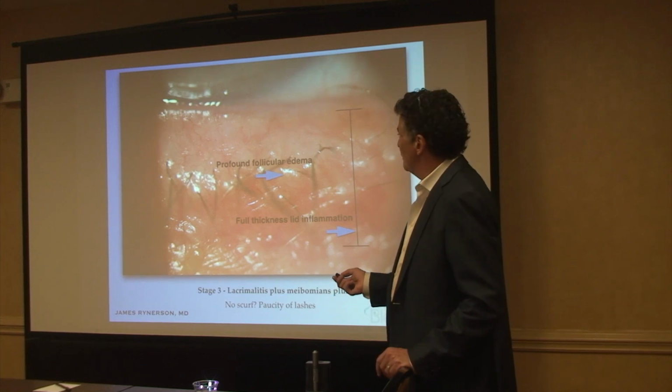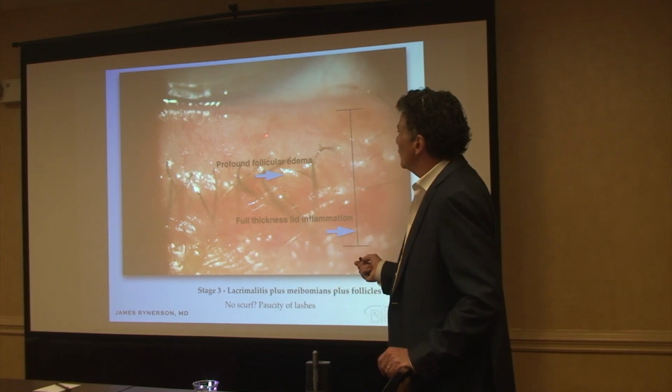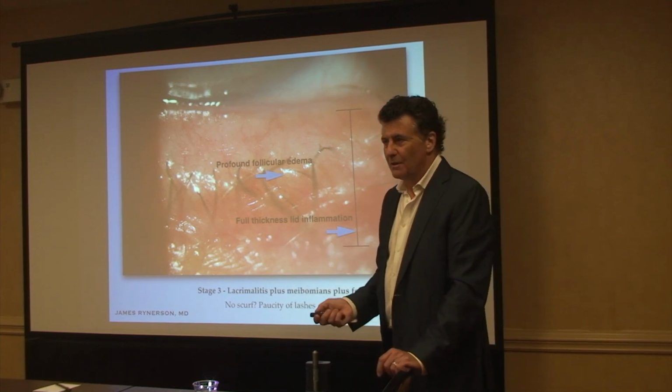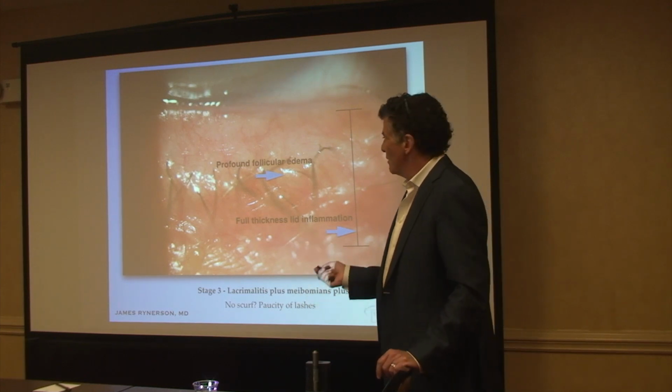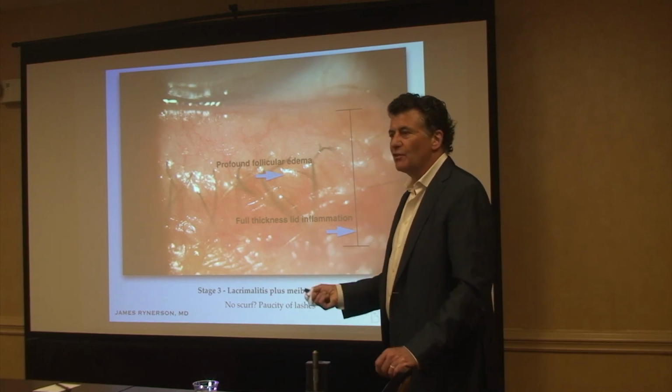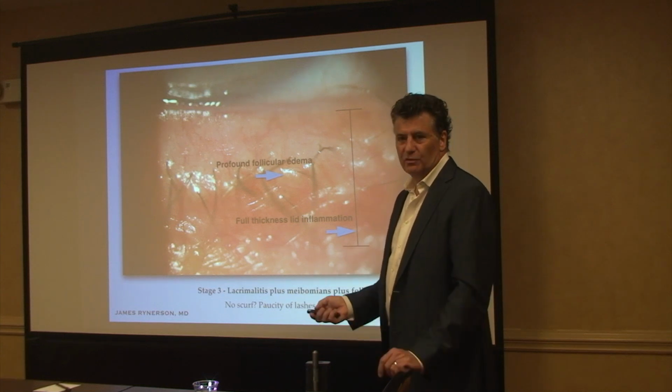Lacrimalitis. Do we see stage 2? Well, actually, you don't even see anything. Meibomian glands now are fibrosed. There are no puddles of oil. There are no little ductules. There are no domes of anything. These meibomian glands are destroyed. They're shot. They're fibrosed. It's like they don't exist.